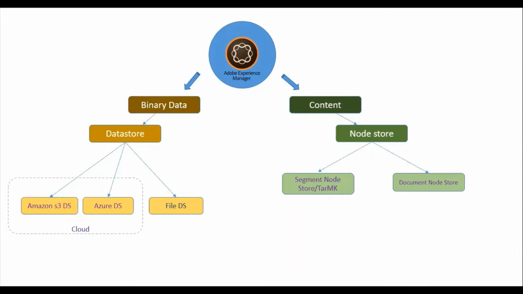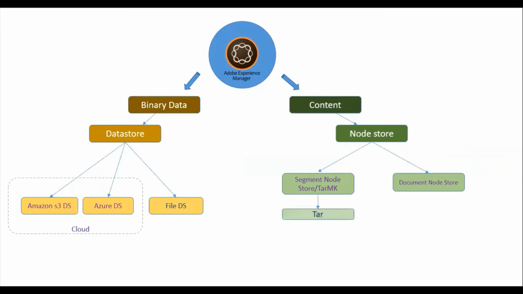Node store can be of 2 types. Either it can be the segment node store, also called TarMK, or the other one is the document node store. Segment node store provides maximal performance in standalone deployments, whereas document node store ensures maximal scalability in clustered deployments.